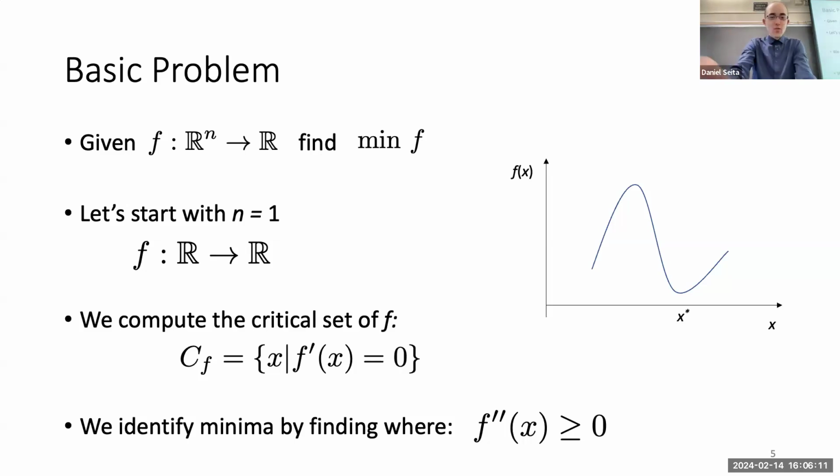And hopefully everyone has seen that, if you want to find the minimum of this function, you can find the set of points where the derivative is 0. In other words, that's the slope of the function at different points on it, and then you find minima by where the second derivative is greater than or equal to 0.